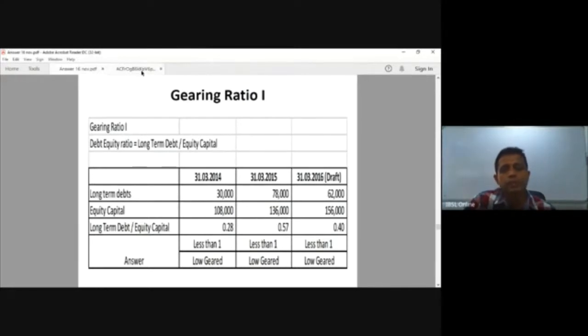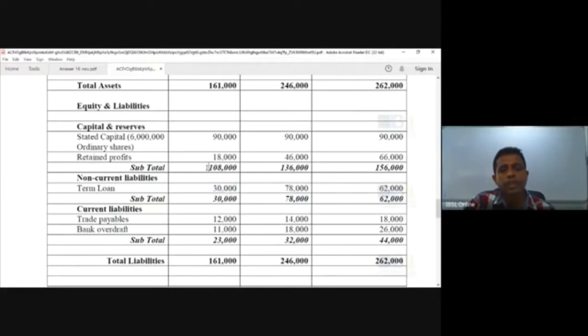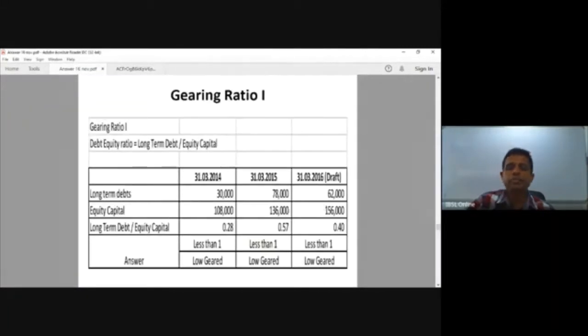Then equity capital. What is the equity capital? Here, 108, 136, and 156. Then divide the long-term debt by equity capital. Then you have 0.28, 0.57, 0.4. All are less than 1. Then it's a low-geared company. Our equity capital is more than the long-term debt capital. That's why we have a ratio of less than 1.